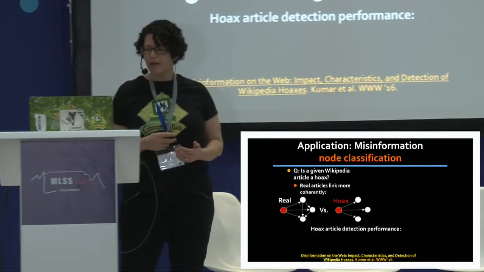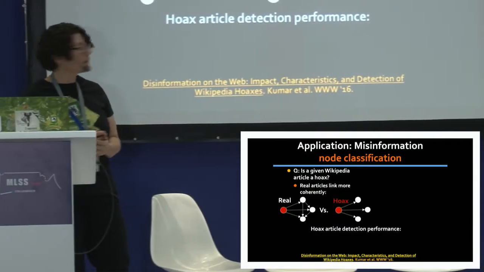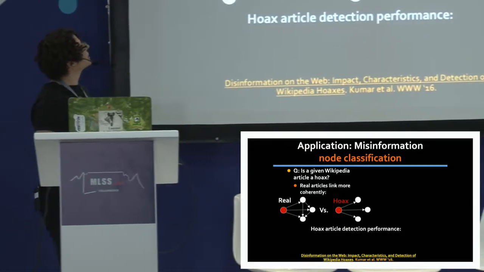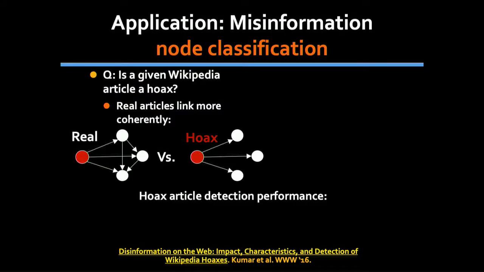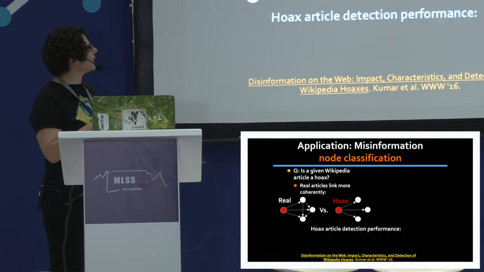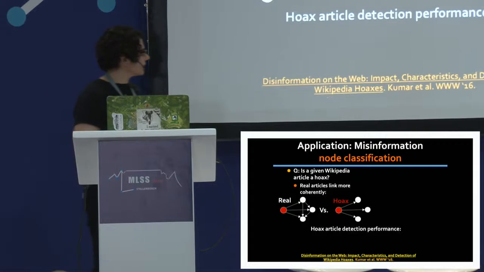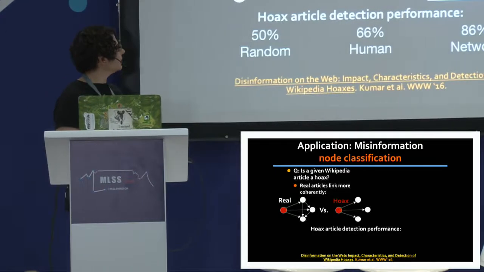And so the example applications of things like this. For node classification, for example, misinformation: identifying hoax articles in Wikipedia, where the nodes in this network are articles in Wikipedia and the links are hyperlinks between articles. And it turns out that, given the particular structure of the network, the real nodes are much more coherently connected than the hoax ones. That's a paper, there's a reference, the Wikipedia hoaxes by Kumar et al.